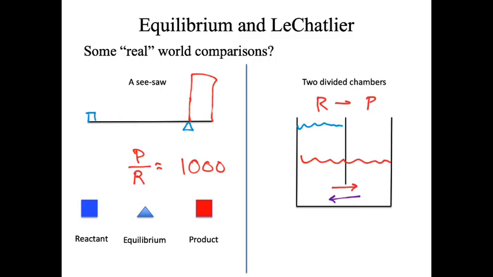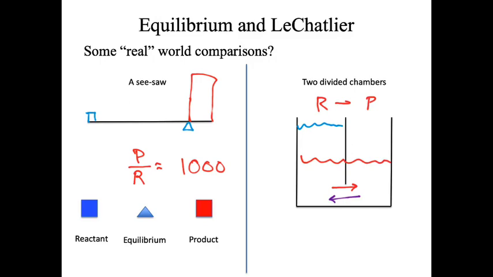Okay? It is sometimes referred to as a dynamic equilibrium because it is still constantly changing, but it's oscillating back and forth, staying at whatever that equilibrium value is. The liquid levels in each of those chambers stay the same, right?